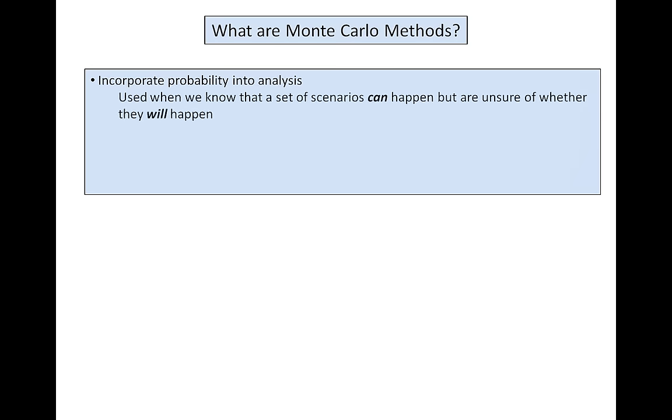We want to use it when we want to know if a set of scenarios can happen, but we're not sure if they will happen. That's really, in a nutshell, what Monte Carlo methods are about. We know we have these scenarios out there, and we know that they could happen, but we're not sure if they will. And the way Monte Carlo methods work is that, based on some rule, we pick these different scenarios, and eventually we expect to get some result out of it.